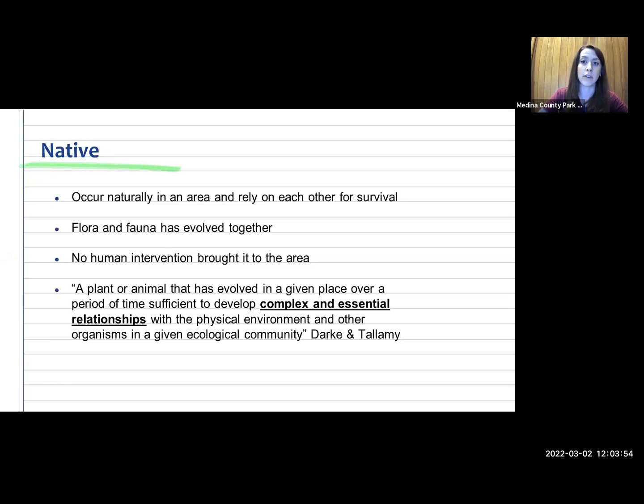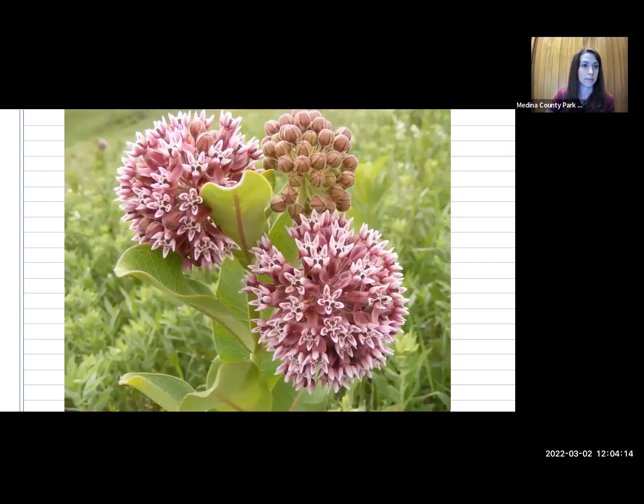There are lots of different definitions out there for what exactly is native, and my favorite is from The Living Landscape by Rick Darke and Doug Tallamy. It's that last bullet point there. I think they really capture what it means to be native and why that is important. These animals and plants have created together complex and essential relationships. So what does that mean?